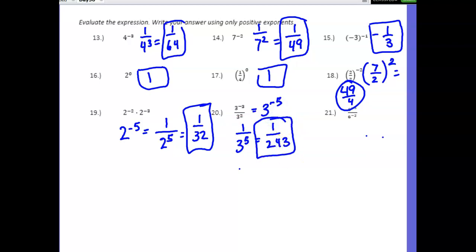All right, 21. Okay, looking at that, we've got 6 to the negative 3rd divided by 6 to the negative 2. If I take negative 3 and I subtract a negative 2, it's like adding a 2. So I end up with 6 to the negative 1, which is 1/6.